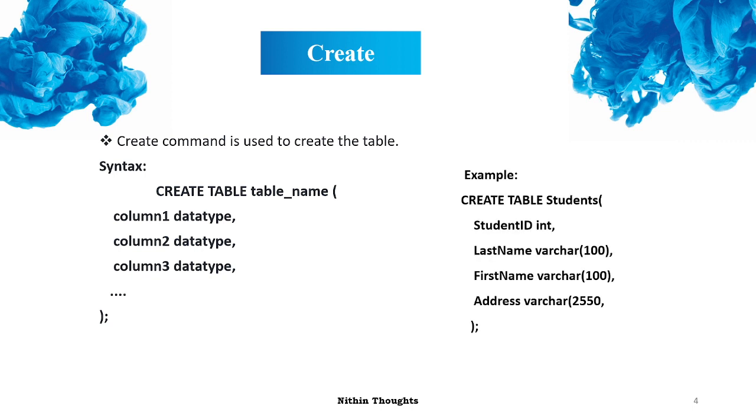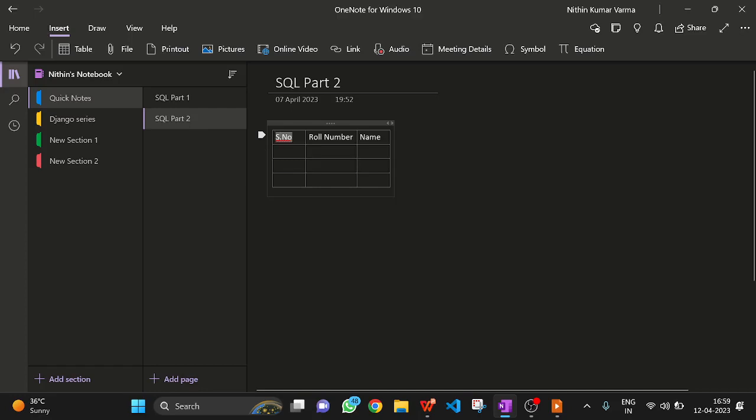Now, the create command is used to create a table. If you check the syntax here: create table, table name, column 1, and column 1 data type. Column 1 means the name of the column. If we look here, this is a serial number, this is roll number and this is name. How can this be created?